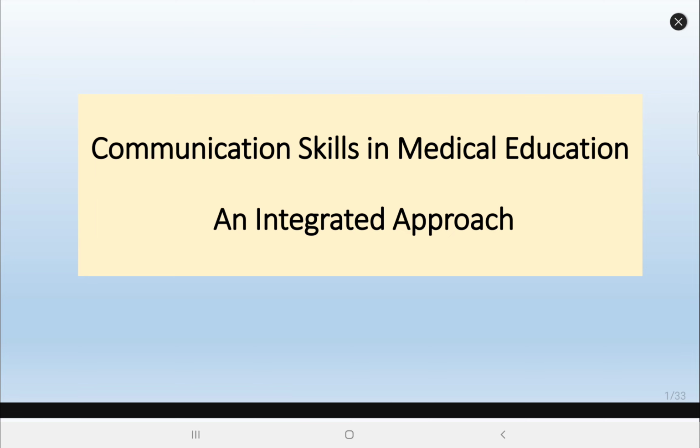Okay, so communication skill in medical education, which is an integrated approach. This is a field we use when we are communicating with our friends, with our family, with the surrounding. So we have to have a skill how to communicate with the surrounding so that the communication will be effective.